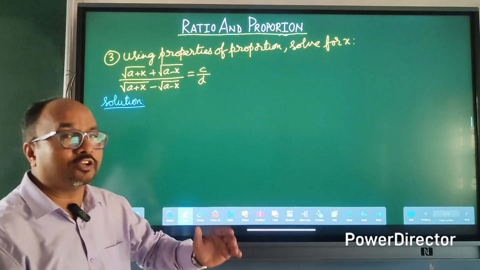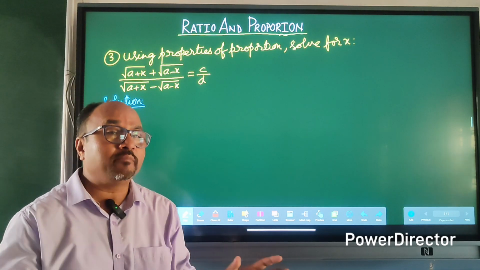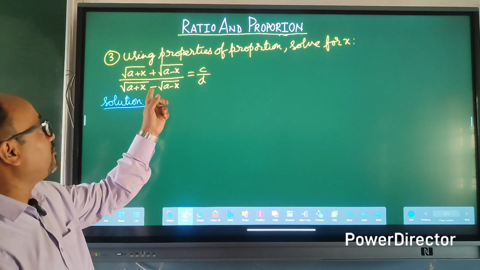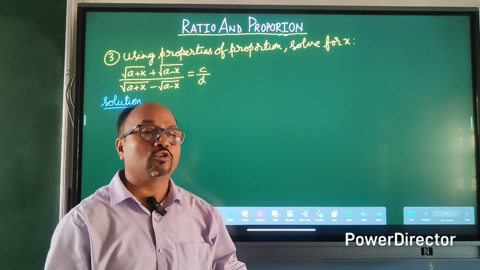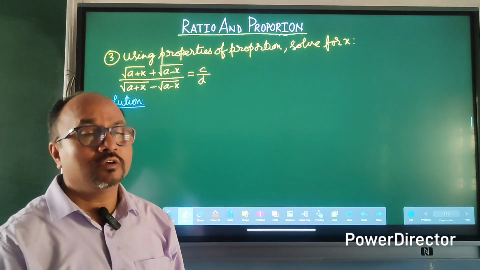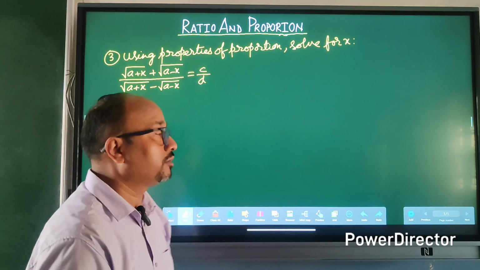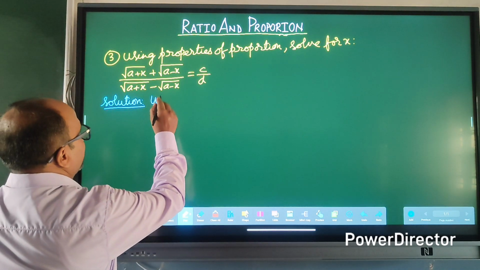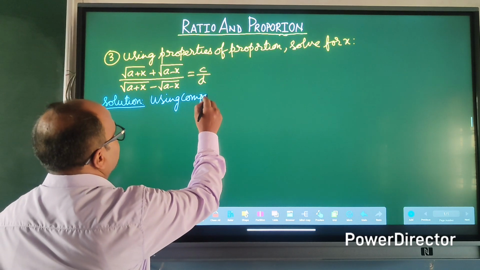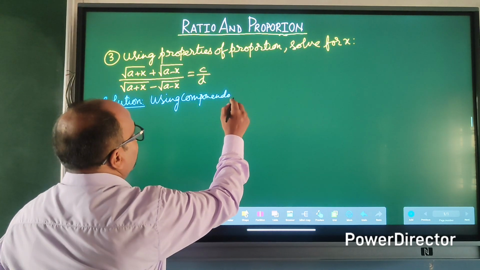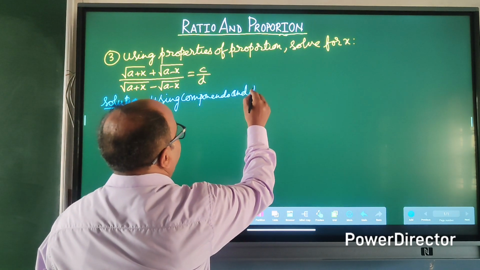Now you see the numerator and denominator are the same except for the sign of plus and minus being different. Whenever we get to see that, we apply componendo and dividendo, and the expression will become short. So here we apply componendo and dividendo.